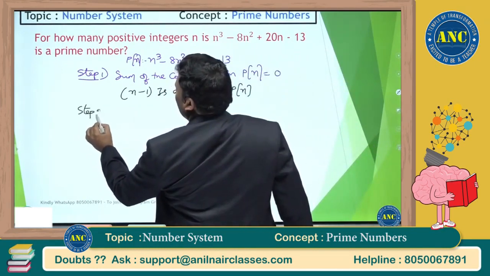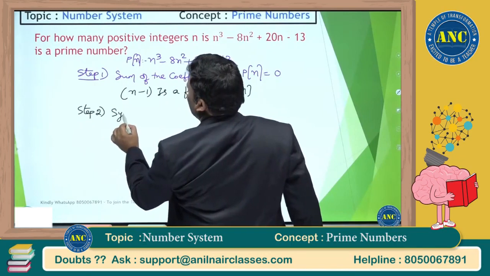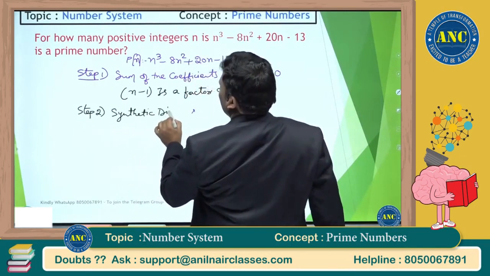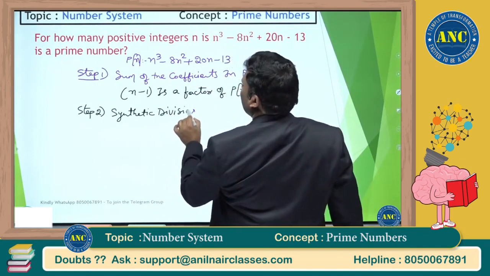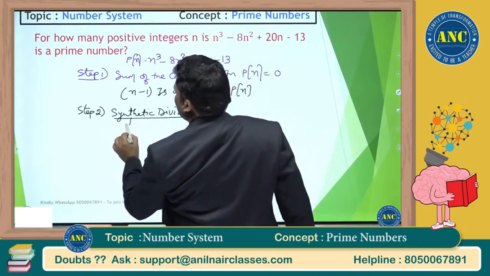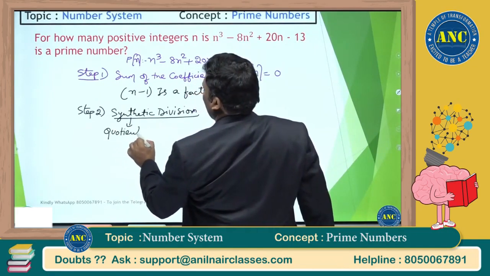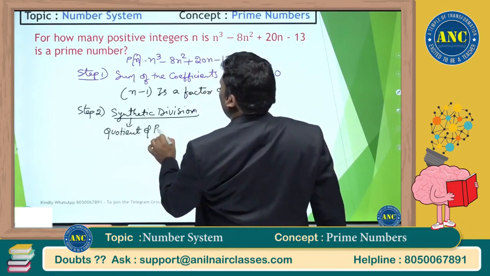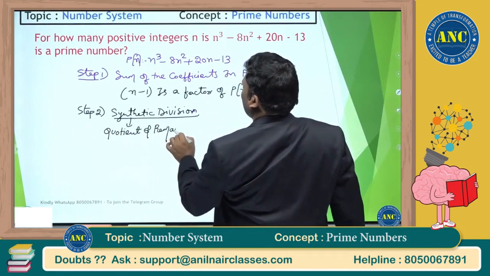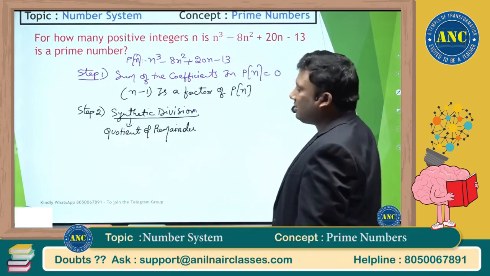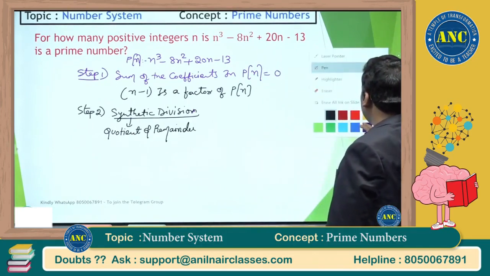In step number 2, I am using synthetic division. What is this synthetic division method? The synthetic division method helps us in determining the quotient as well as the remainder. How to do synthetic division?